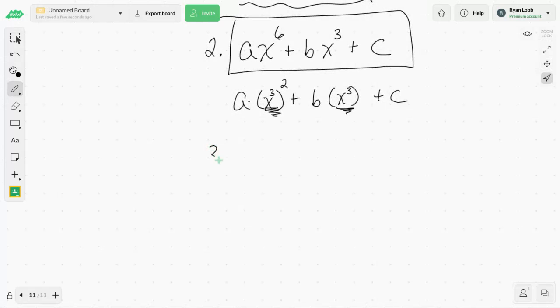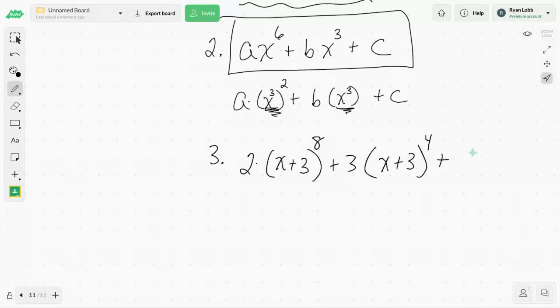All right, so the third one here would be, let's go with this one. Suppose, let's throw a number in there now. Let's go with 2 times (x plus 3) to the 8th plus 3 times (x plus 3) to the 4th plus 5. And it almost looks like a quadratic in the sense of a number times something to a power plus a number times something to a power plus a number, right? Kind of takes almost the form of a quadratic right away.